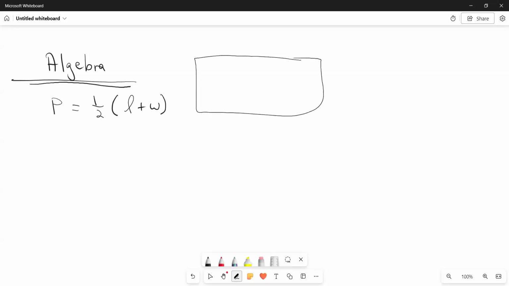And maybe this is the length, this is the width. And you want to know the distance around, which is what we refer to as the perimeter. You have a little formula, right? Now, what do you see happening here? You see L and W. I should start with P, L, and W, right?